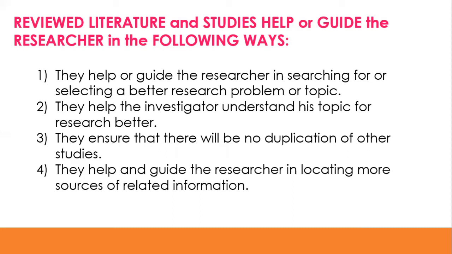Now, reviewed literature and studies help or guide the researcher in the following ways. First, they help or guide the researcher in searching for or selecting a better research problem or topic. Now, this means that by reviewing related materials, a replication of a similar problem may be found better than the problem already chosen. So, what do we mean by replication then?